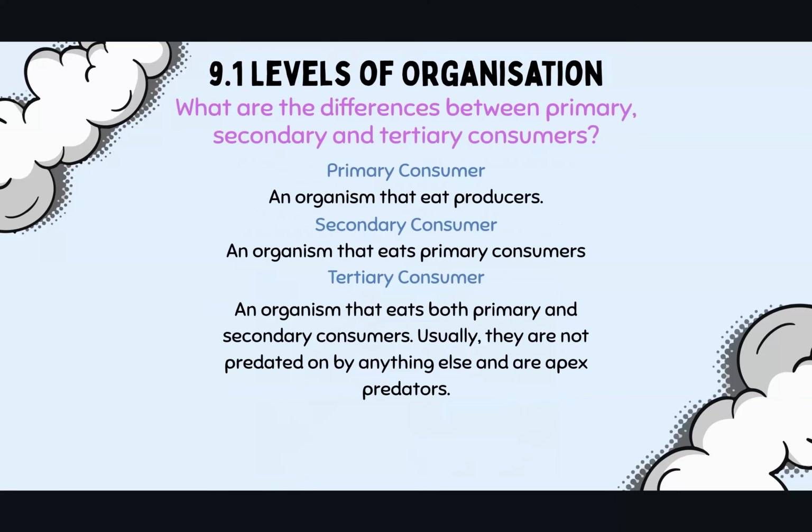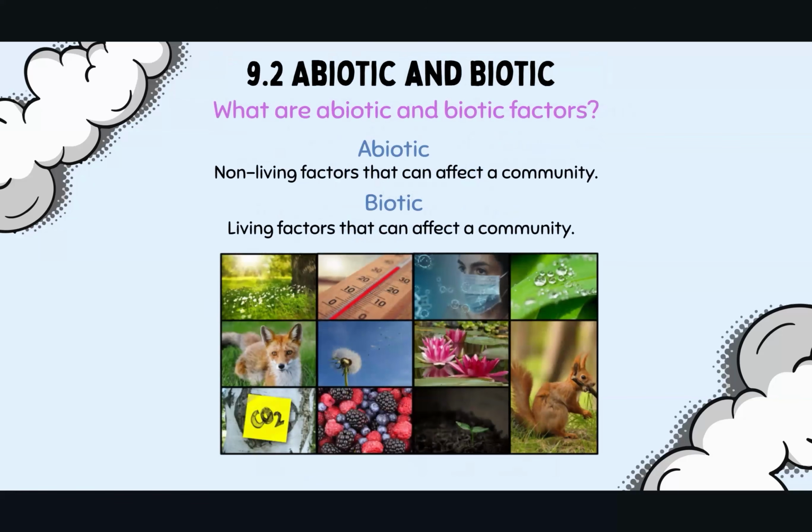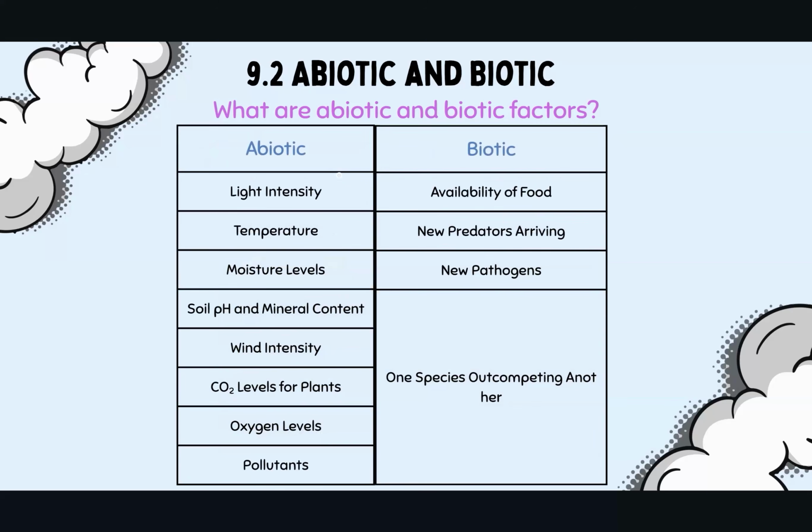So these are topics that I've already explained, that we've already covered. Okay, abiotic and biotic factors. Abiotic factors are non-living factors that affect the community, and biotic factors are living factors that can affect the community. So abiotic factors, for example, light intensity, temperature, all these things will affect a community, particularly when we talk about light intensity, we might assume it only affects plants.